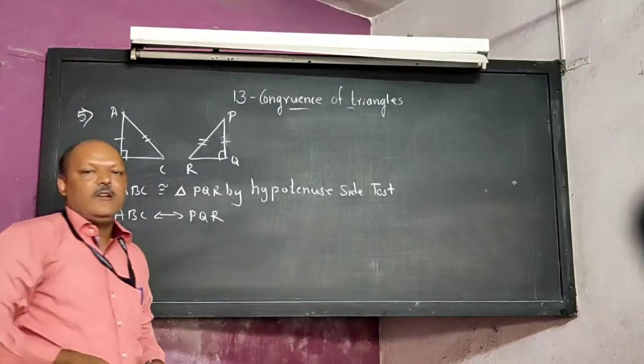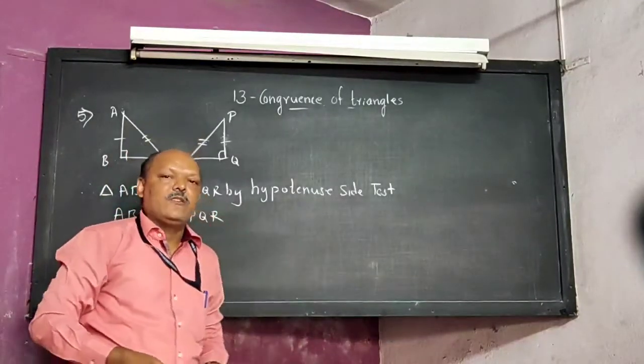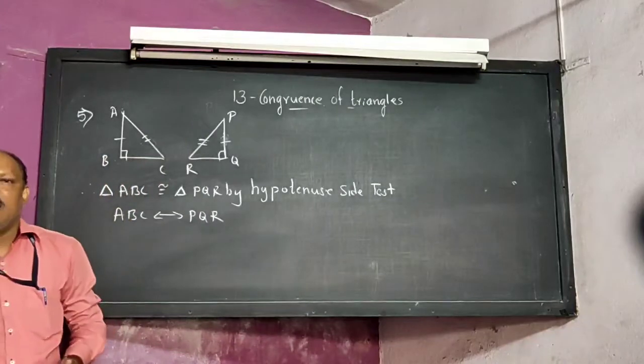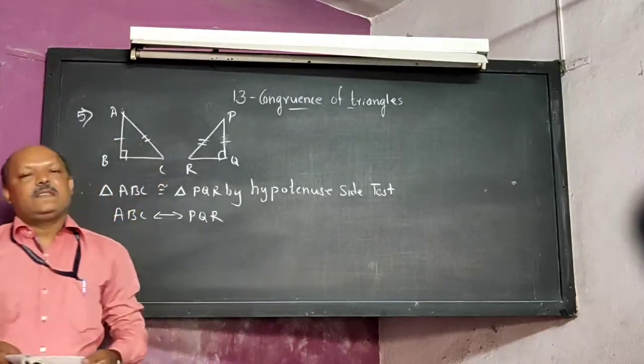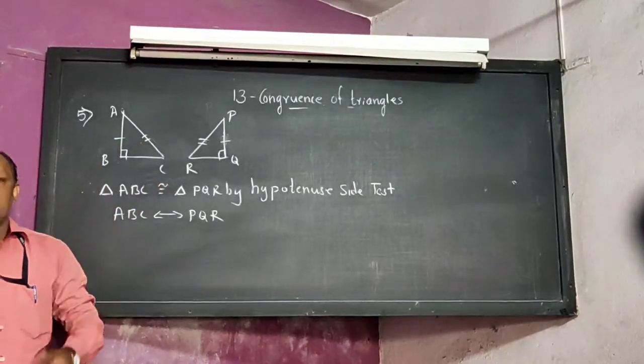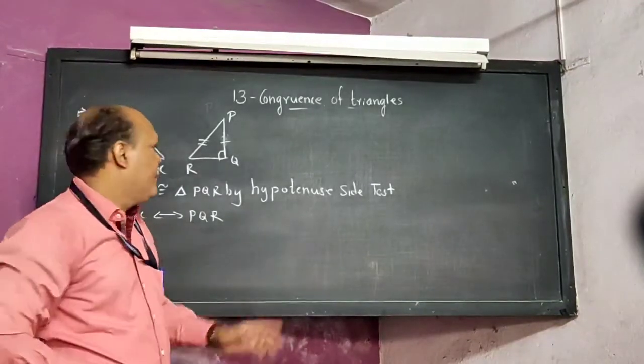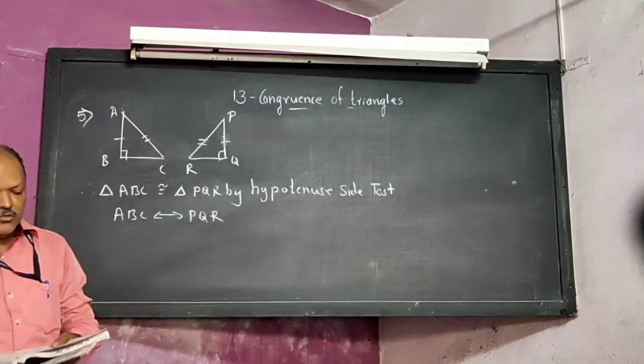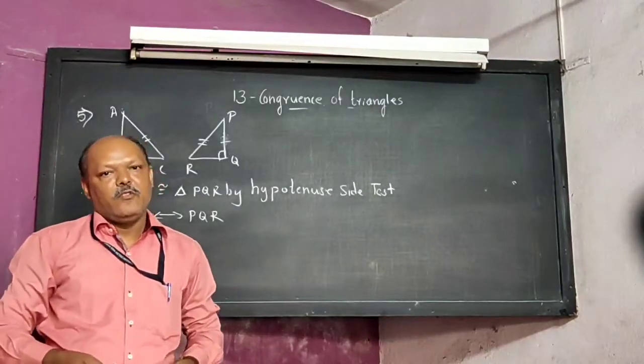That means we have learned that there are a total of 5 tests. Let me revise this. The first one we have learned was SAS test. Second one SSS test. Third one ASA test. The fourth SAA test. And the fifth one is hypotenuse side test. So students, I hope all of you understood the 5 tests. Now we will start with the exercise.